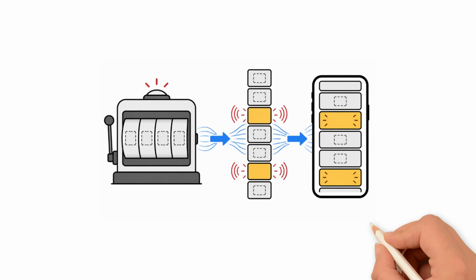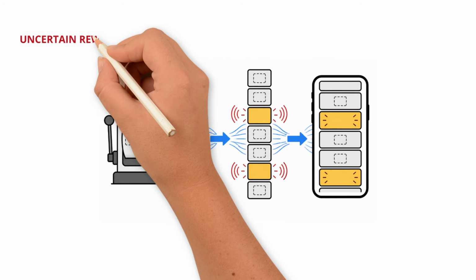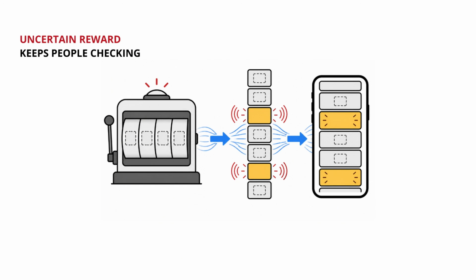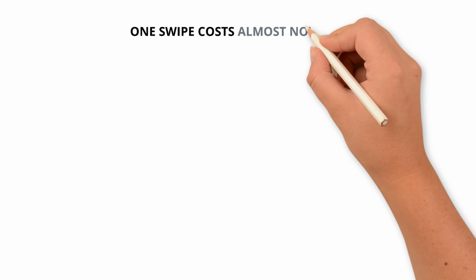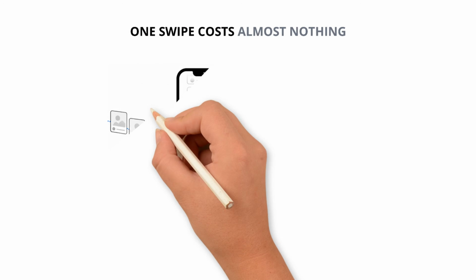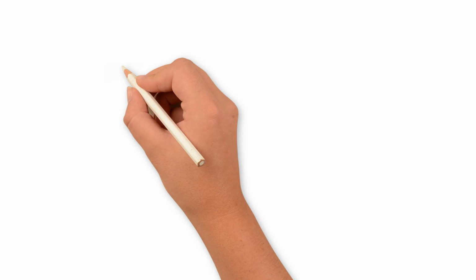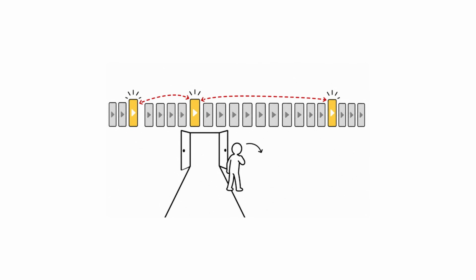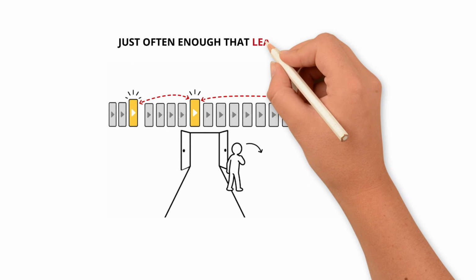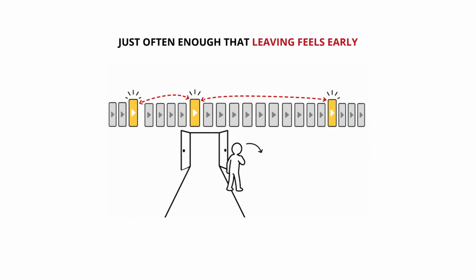Casinos use uncertainty because a predictable reward quickly loses its pull. A machine that might pay on the next attempt keeps people checking. TikTok turns that pattern into content. One swipe costs almost nothing. So after several weak videos, your brain can still say, maybe the next one. The app does not need every video to be excellent. It needs excellence to appear often enough that leaving feels premature.